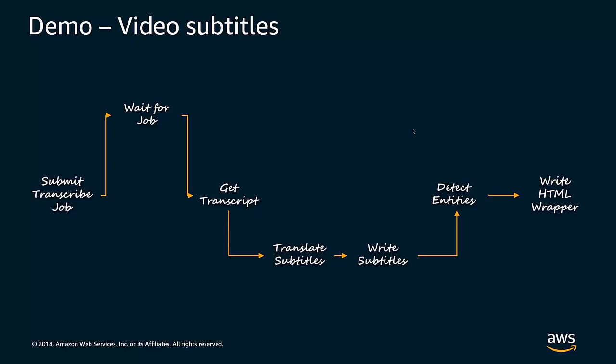Then you can, for example, just to be clever, detect entities using Amazon Comprehend, and you can write them out into a quick little HTML wrapper that could be part of the human workflow in order to approve these subtitles before they're sent out. Remember that Amazon Transcribe is based on deep learning, so while it'll get a lot of things right, it's not expected to get absolutely everything right.